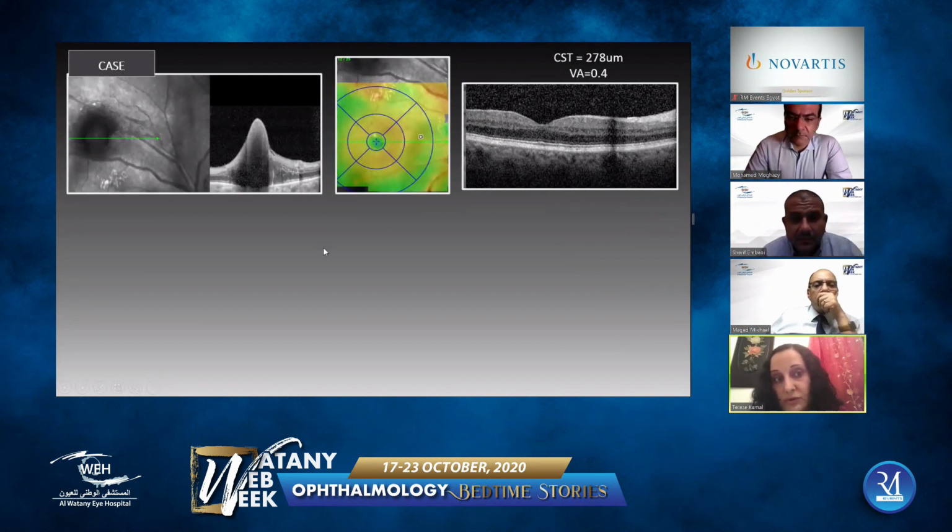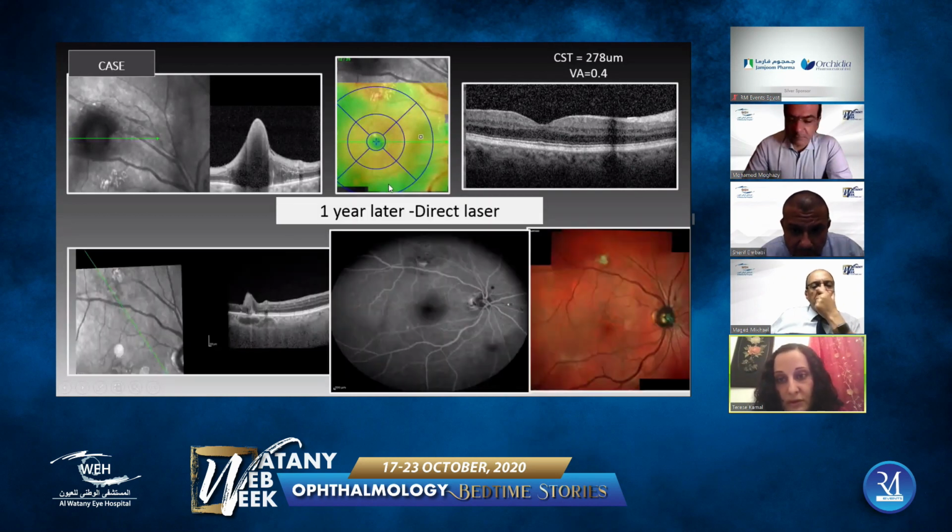Another patient came with a very huge macroaneurysm, as we can see. This patient was advised, because there was no fluid and the central macula is dry, not to have any treatment and just to go for follow-up. Actually, the patient went elsewhere, and showed up after 1 year because the patient developed a macroaneurysm in the fellow eye.